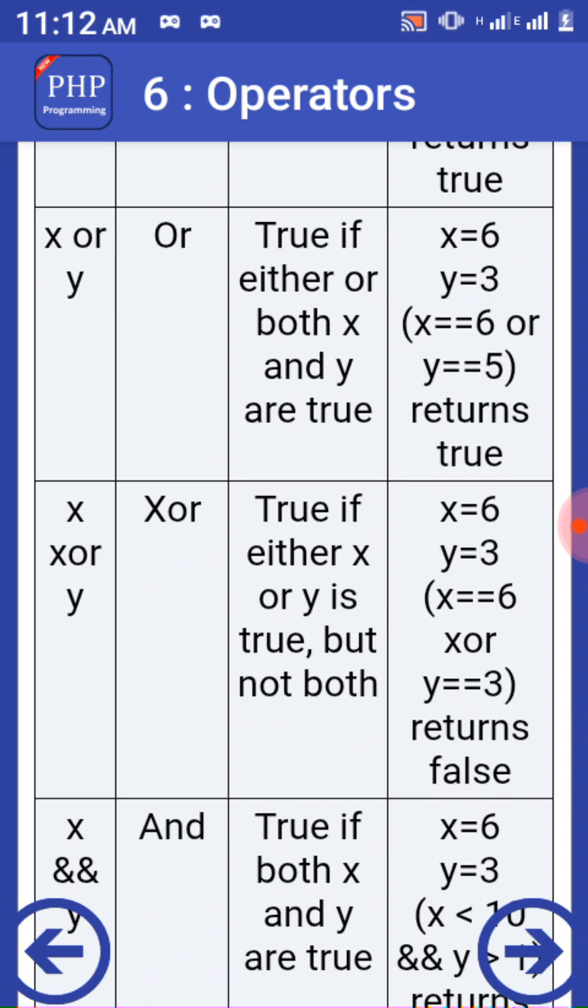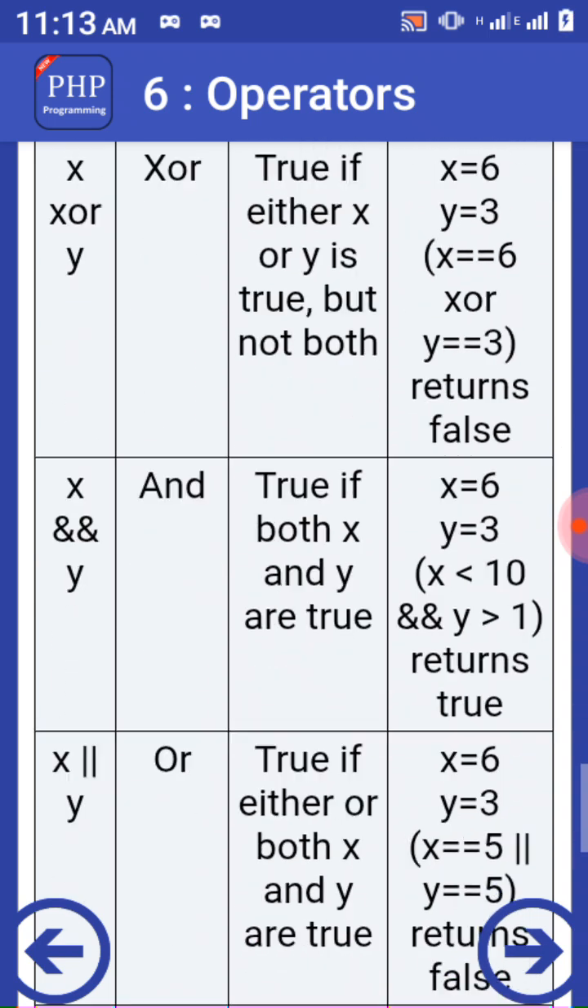Let's see these ones. 6 identical to 6. 3 identical to 3. True if either X or Y is true, one only, but here all are true. In an XOR condition, if all are true, the result is false. That's why the return is false.